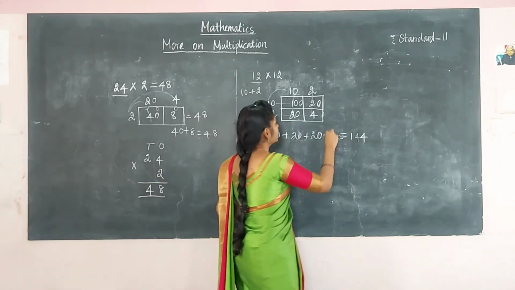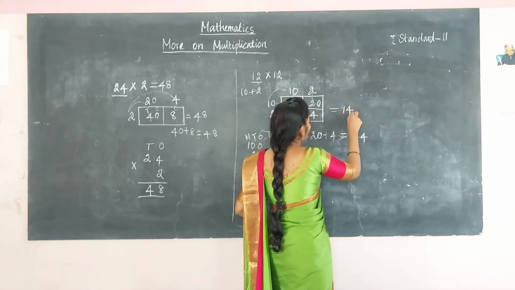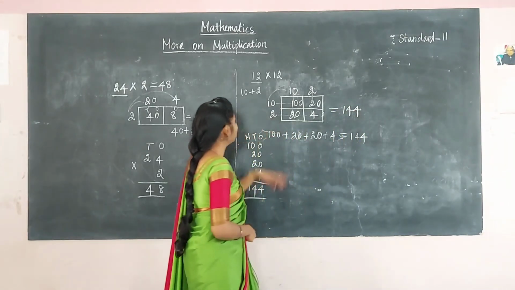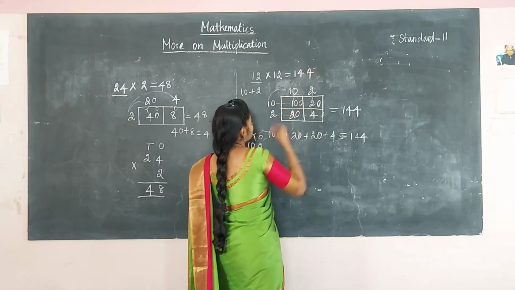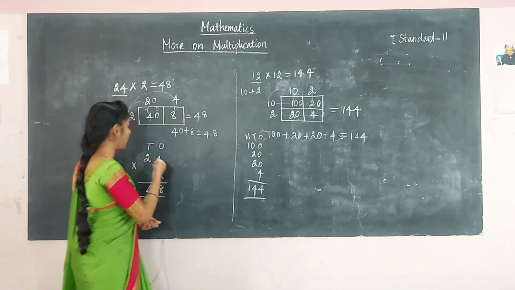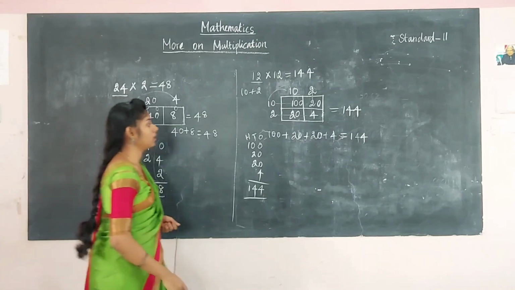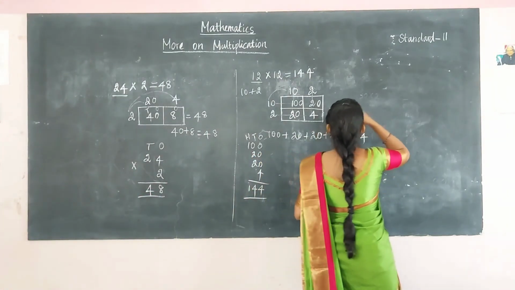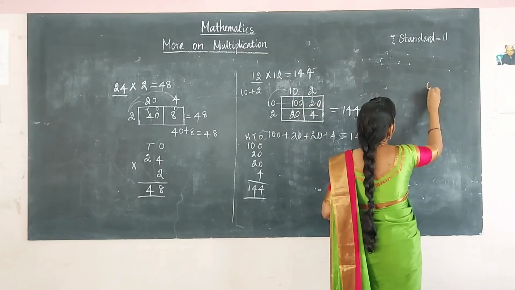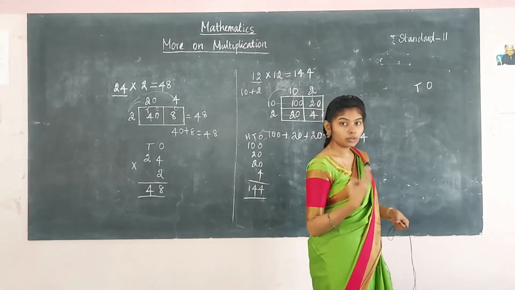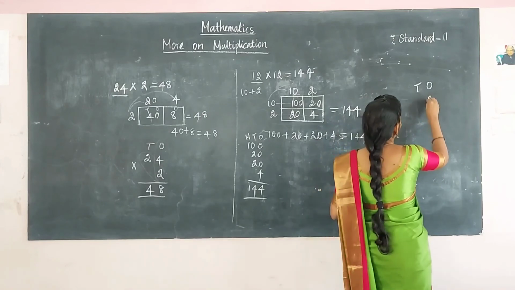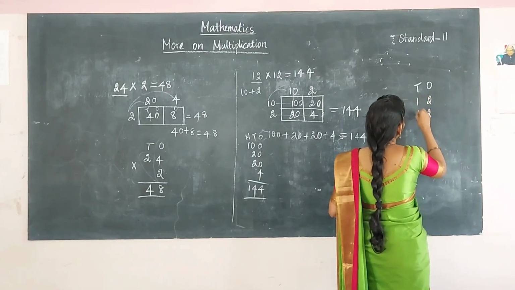So here the answer is 144. 12 into 12 is 144. So in the normal way, like this place value chart, how will you multiply? We can see now, okay. So first you have to give the places, ones and tens. Here it is a 2-digit number only, no? So you are writing up to the tens place. So now write the numbers, 12 into 12.